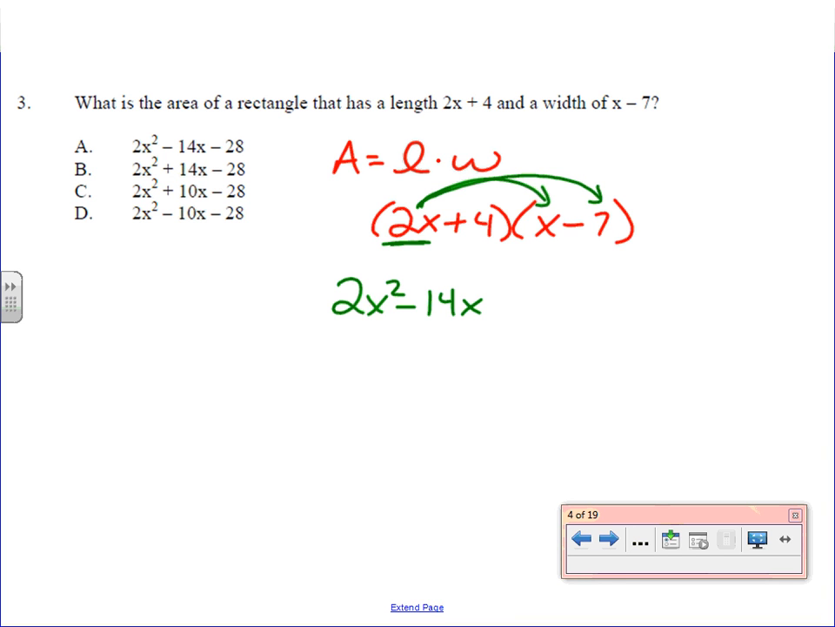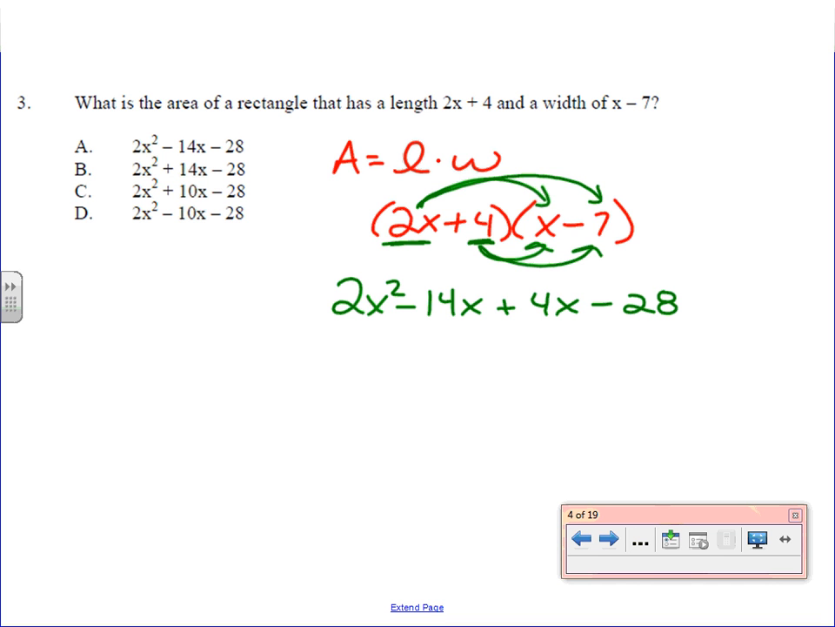Now I'm going to do distributive property with 4. So this 4 times that x, 4 times x is a 4x. And finally, 4 times a negative 7. 4 times a negative 7 will give me a negative 28.